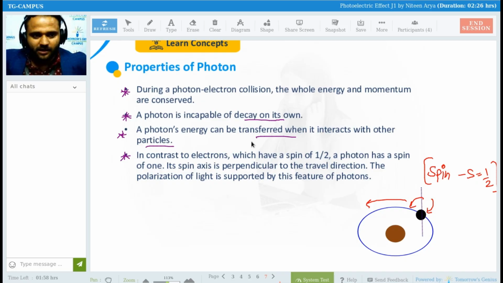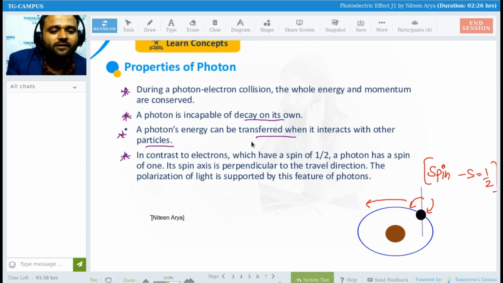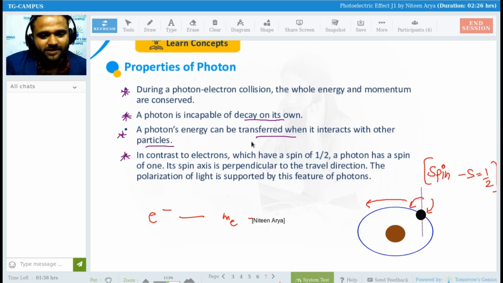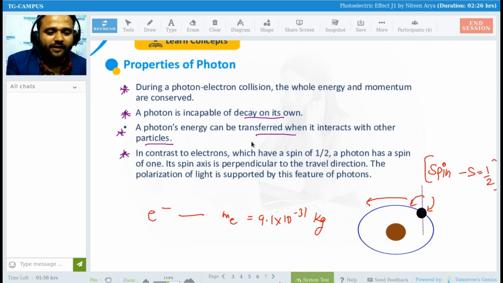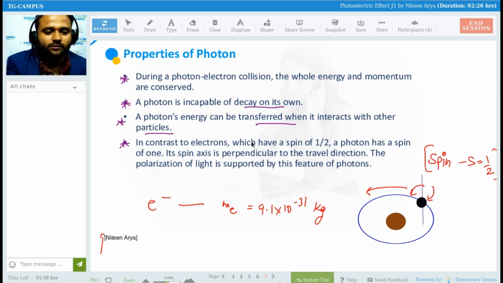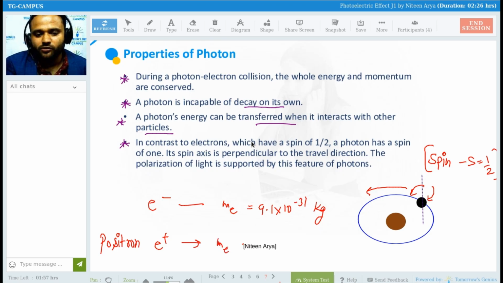Okay, the mass remains the same for an anti-electron. Suppose the electron has a negative charge; the mass of the electron remains the same, that is 9.1 into 10 to the power minus 31 kilogram. And that is also known as a positron. What is a positron? A positron is a particle which has a positive charge, but the mass of a positron is the same.